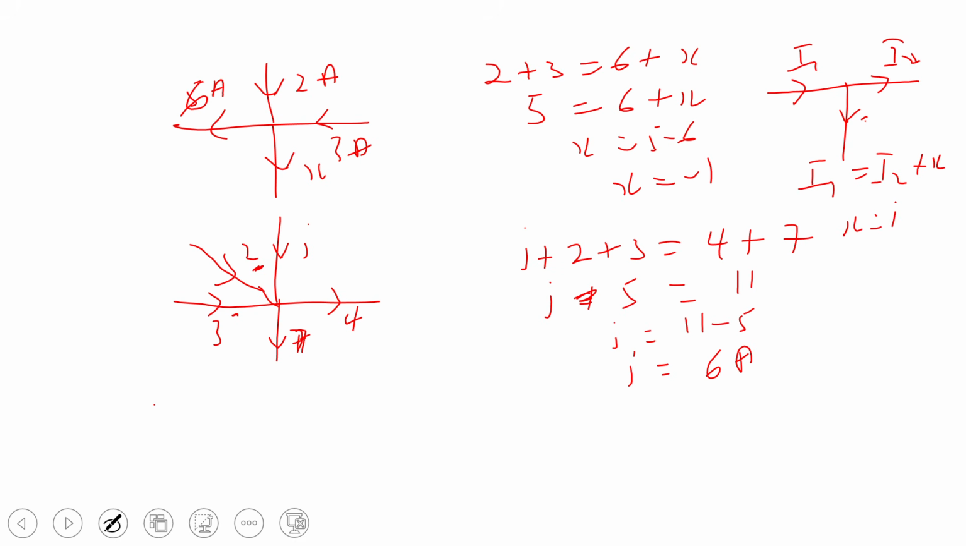So I can see that X will be I1 minus I2, and I want to put I1 minus I2 here. So basically, this is how the Kirchhoff current law works.